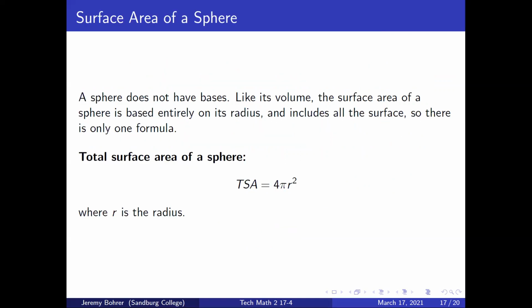A sphere does not have bases. Like its volume, the surface area of a sphere is based entirely on its radius and includes all the surface, so there is only one formula. The total surface area of a sphere is TSA equals 4 pi r squared, where r is the radius.